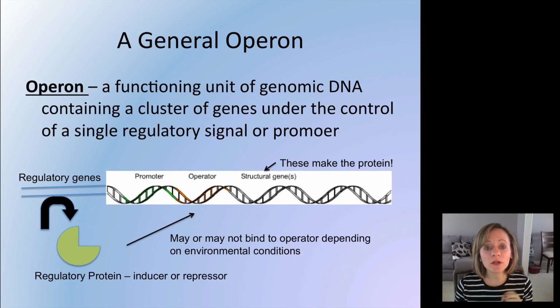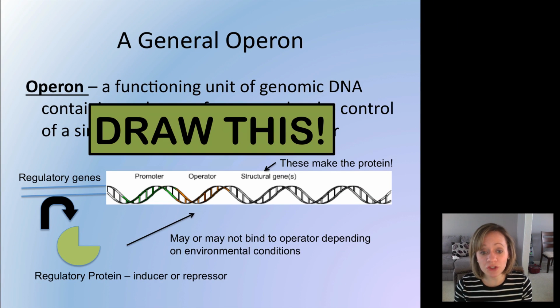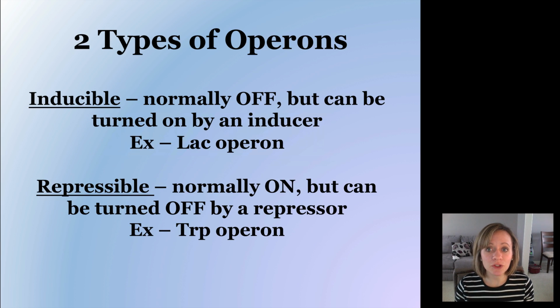So let's take a look. I want you to draw this in your notes, so make sure you have all that labeled and explained in your notes. Now, there are two types of operons, an inducible and a repressible. In the video today, I'm only going to look at one inducible because I don't want to overwhelm you. We will look at a repressible in class.